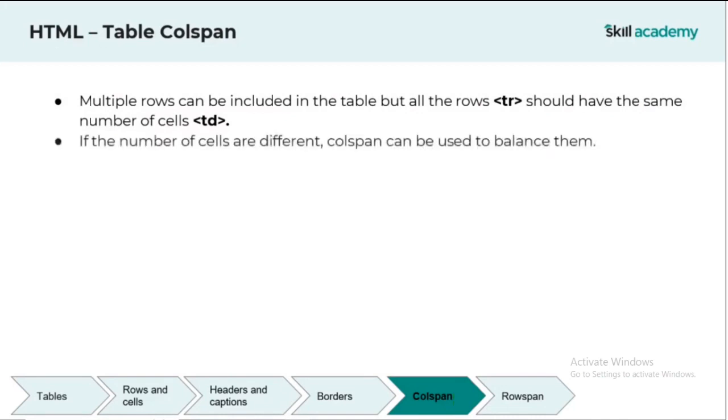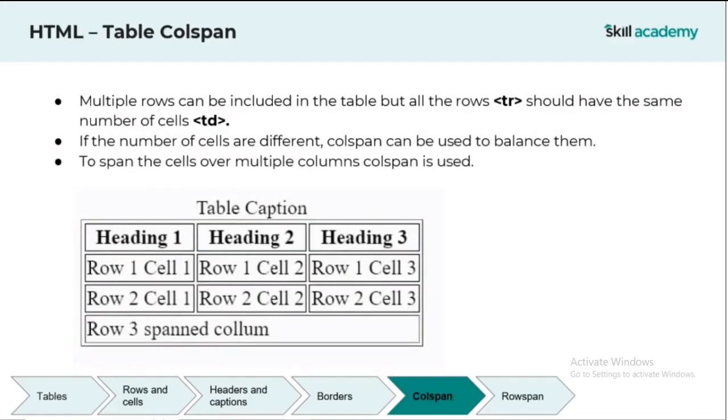If the number of cells are different, col span can be used to balance them. To span the cells over multiple columns, col span is used. Let's try to understand the concept of col span with the help of this diagram or this figure. So guys, आप रो 3 स्पैन कॉलम वाले डेटा पे फोकस करो.